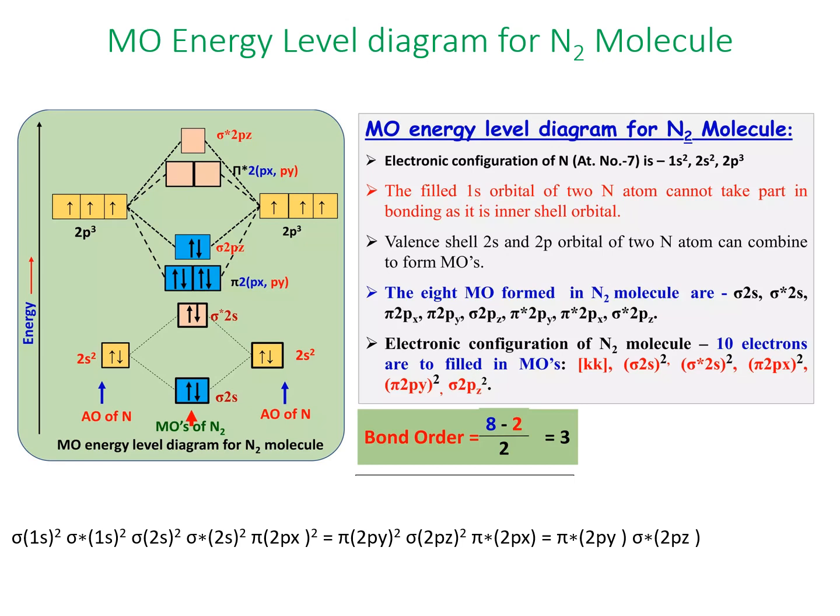Next is the MO energy level diagram for the nitrogen molecule. The electronic configuration of nitrogen is 1s2, 2s2, 2p3. The filled 1s orbital of the two nitrogen atoms cannot take part in bonding as it is an inner shell. The outermost electrons are 2s2, 2p3, so for the N2 molecule, a total of 10 electrons participate in the molecular orbital diagram.